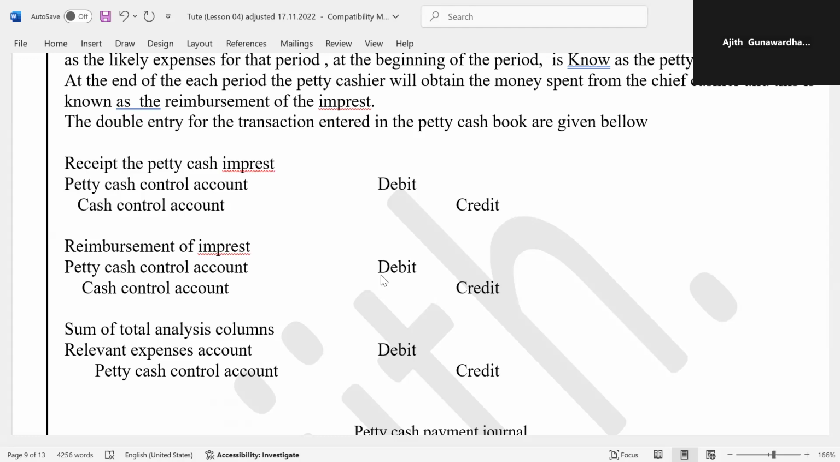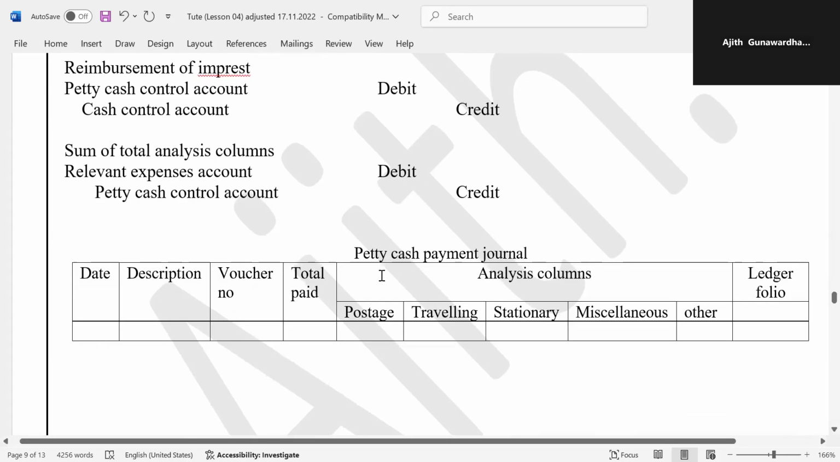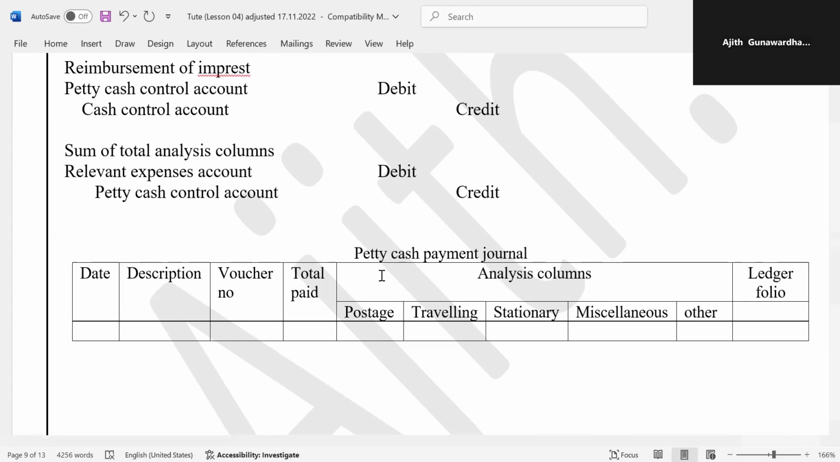First one, you have to know how to prepare the format also. This is the way you have to prepare the format. Separate columns for dates and description, voucher number, as well as total paid amounts, and the analysis columns. Think, in the analysis columns available: postage, traveling, stationery, as well as miscellaneous.